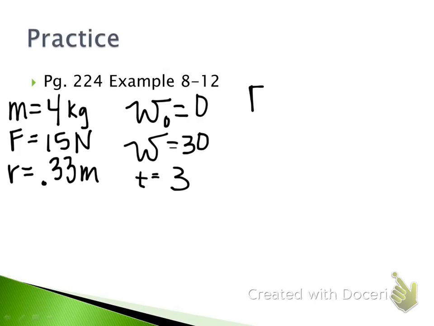So we have a frictional torque of 1.10. And we'll see what that means here in just a little bit. We want to find the moment of inertia. So let's start thinking about what equations we could use here to solve for the moment of inertia.